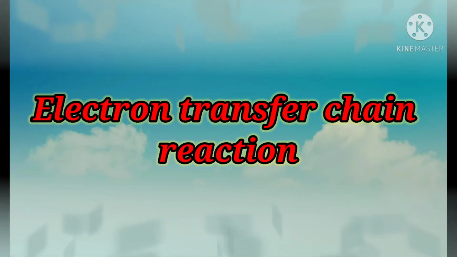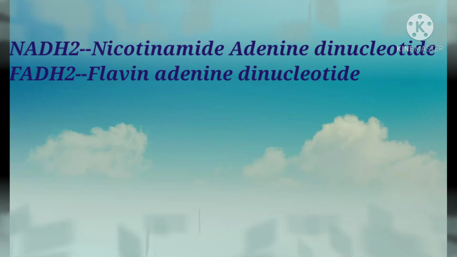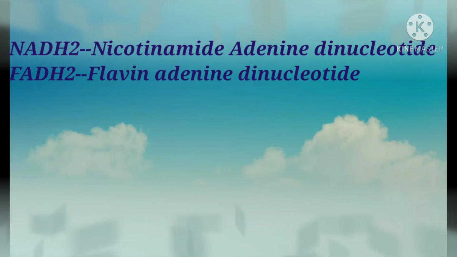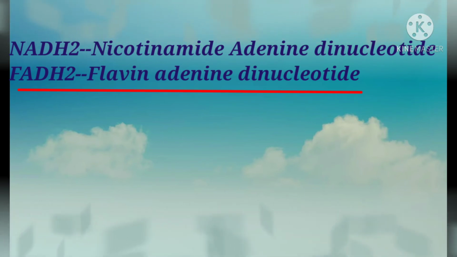Then the third step of this aerobic respiration, electron transfer chain reaction. Molecules of NADH2 and FADH2 formed during all the above processes participate in the electron transfer chain reaction. So here we have the long form of NADH2 and FADH2. NADH2 stands for nicotinamide adenine dinucleotide and FADH2 stands for flavin adenine dinucleotide.